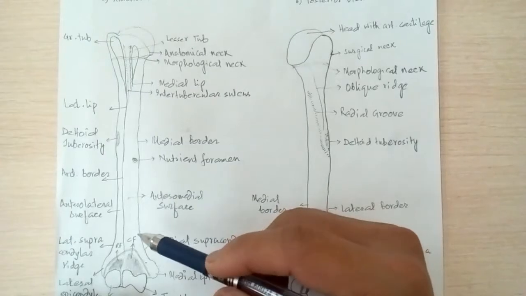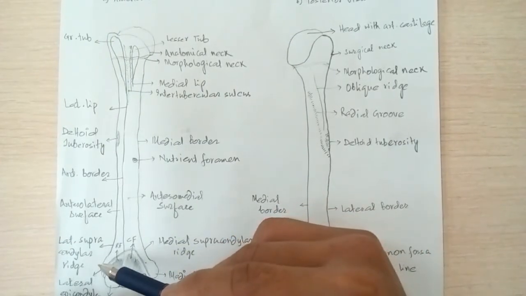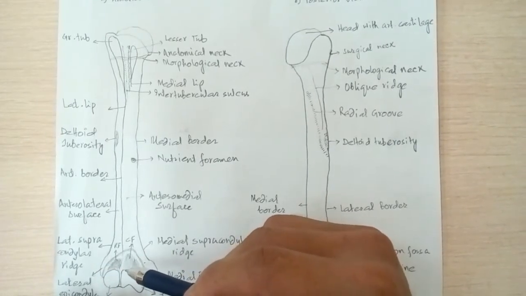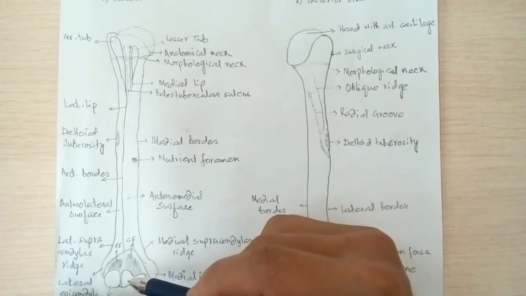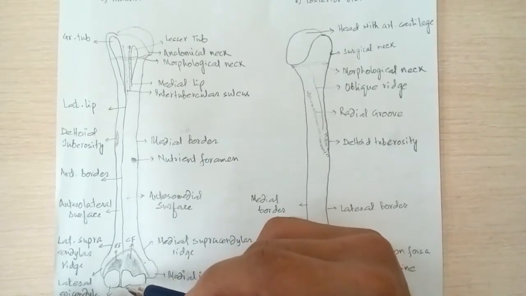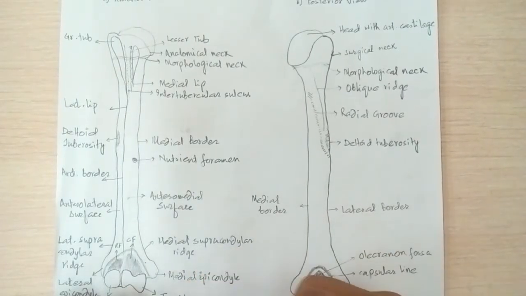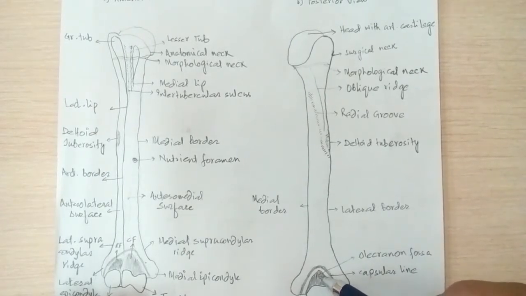The medial epicondyle, the lateral epicondyle, and the olecranon process. We don't see the olecranon process here because it is part of the ulna, so we will talk about the ulna later on. The olecranon process of ulna is going to be inserted in this area. This is the olecranon fossa for the insertion of the olecranon process of the ulna.